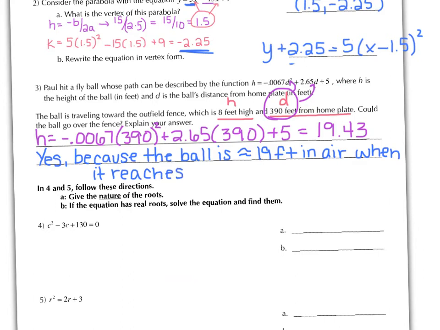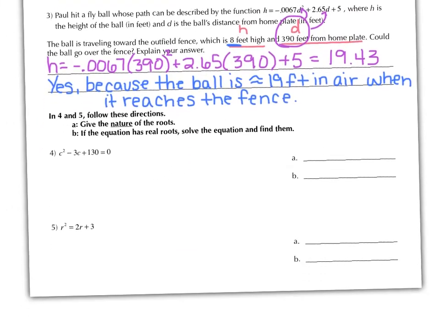If that had been a number smaller than 8, because that's how high the fence is, again, I'm taking that from here, if it had been a number smaller than 8, you would say no. Okay, so that's what your answer should look like for that one.